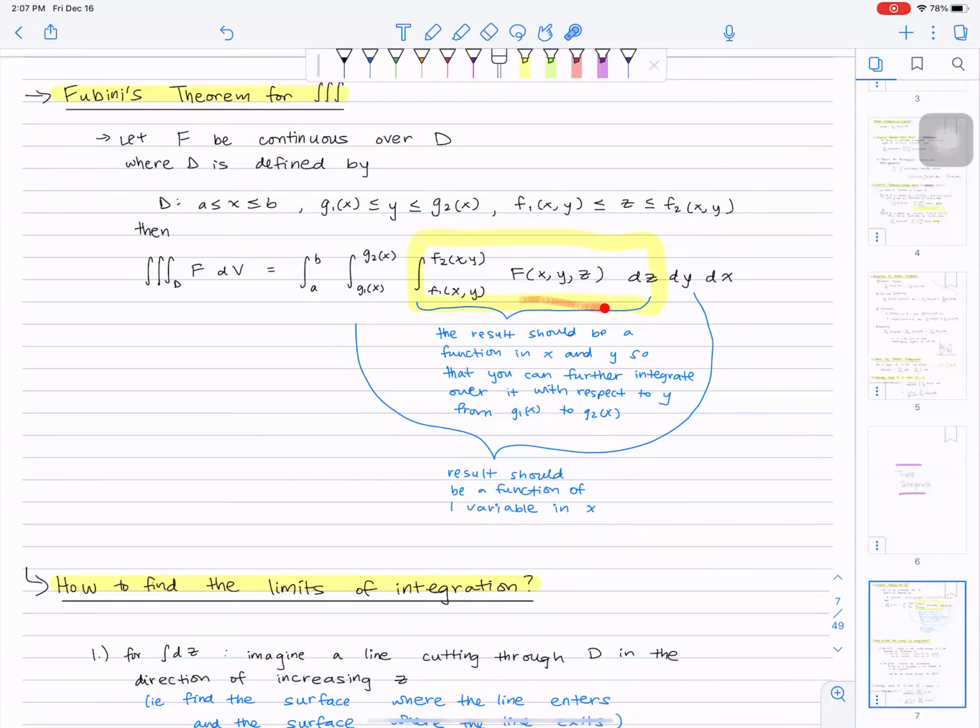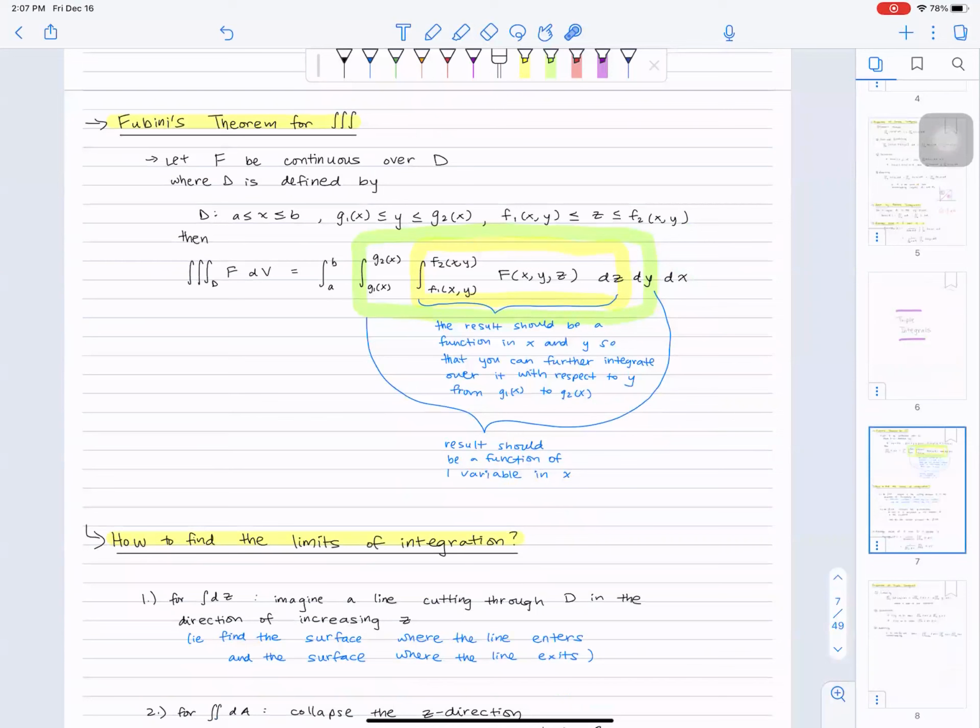Then once we do that integration, you've eliminated a variable, you've eliminated z. So now when we look at this next integral, the bounds here can only have x's in them or constants. They can't have any z's because we've already eliminated those. And then as always, the outermost bounds should only be numbers, constants.